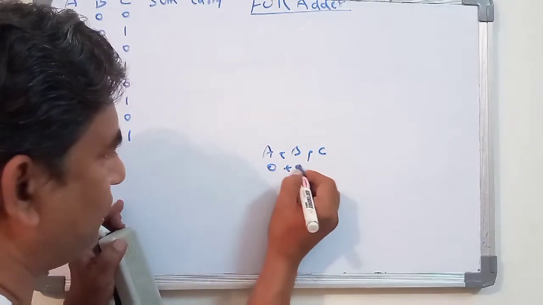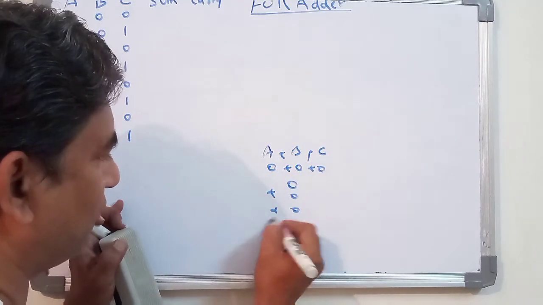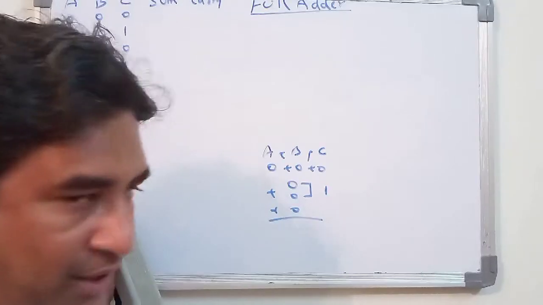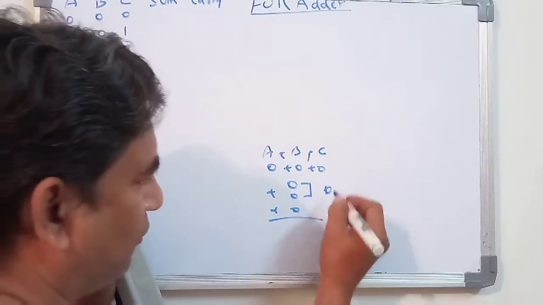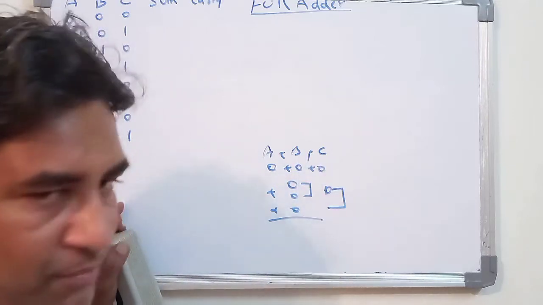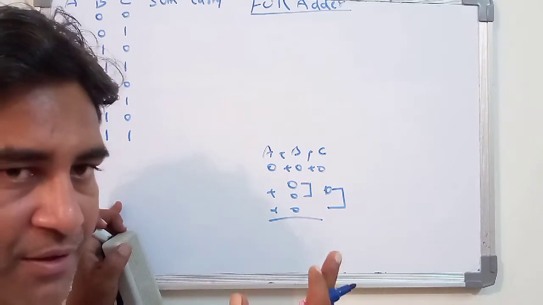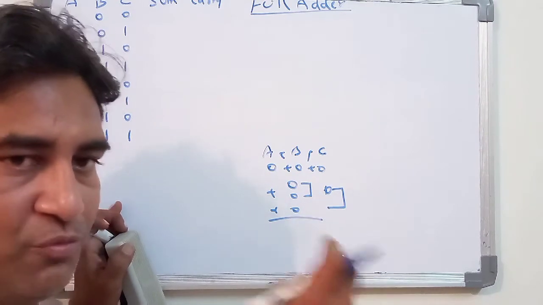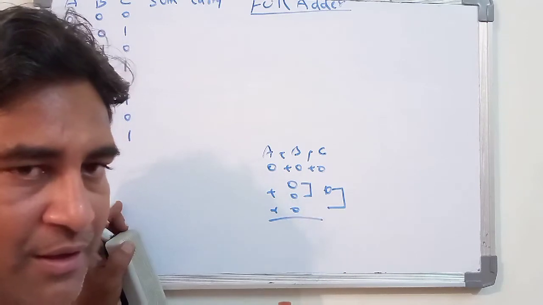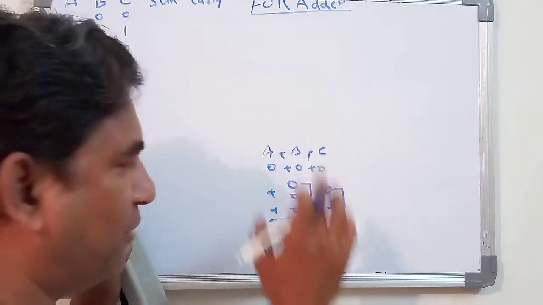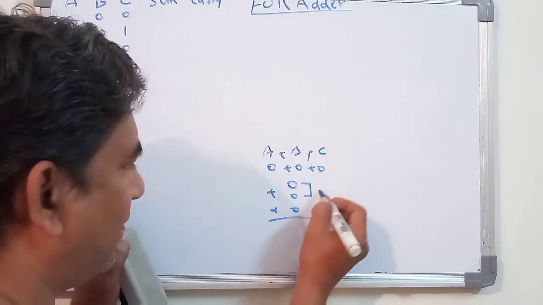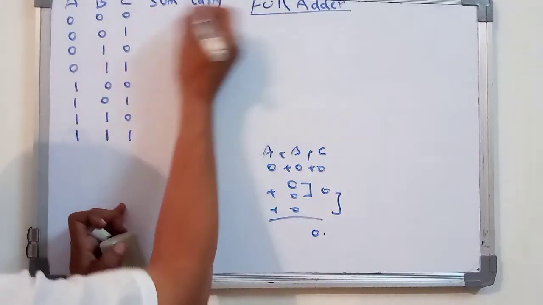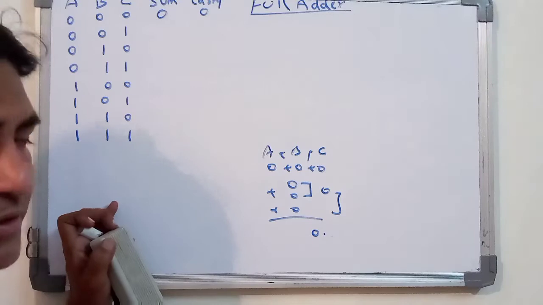If it is 0 plus 0 plus 0, first you have to add the first bit and the second bit, and then whatever answer you get, suppose it is 0, then this is to be added with the third bit. First you add the first bit, then the second bit, and whatever answer you obtain is to be added with the third bit. That is your final answer. So here 0 plus 0 is 0. No carry is generated, so the carry is 0.